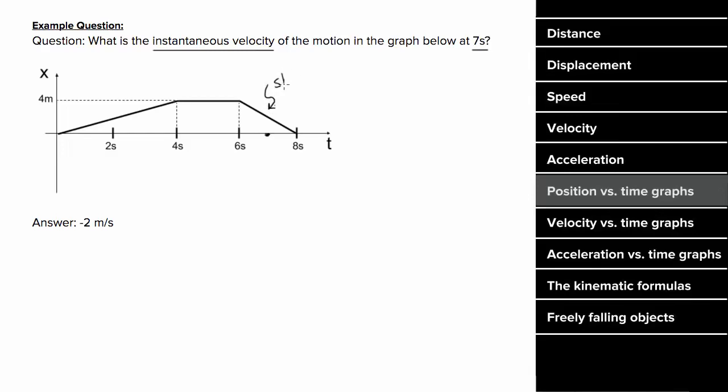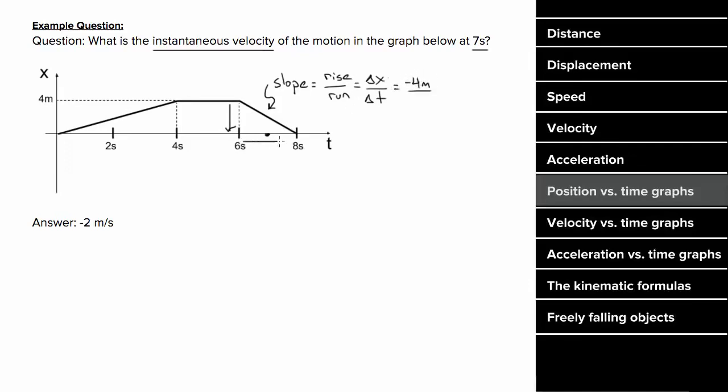Since the slope is constant, we can find the slope between any 2 points in this region. Choosing 6 seconds and 8 seconds will be the most convenient, so we'll use rise over run. The rise in this case would be the change in position. The run would be the change in time. Since between 6 seconds and 8 seconds, the graph drops by 4 meters, the displacement would be negative 4 meters.